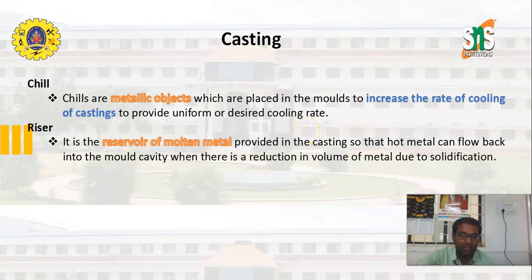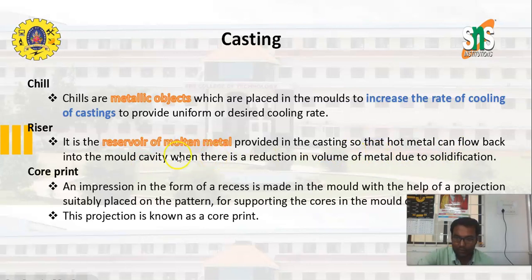The next important part in casting or foundry is the riser. It is the reservoir of molten metal provided in the casting so that hot metal can flow back into the mold cavity where there is a reduction in volume of metal due to solidification. The last part present in the casting is the core print. An impression in the form of a recess is made in the mold with the help of a projection, suitably placed on the pattern, for supporting the cores in the mold cavity. This projection is known as the core print.